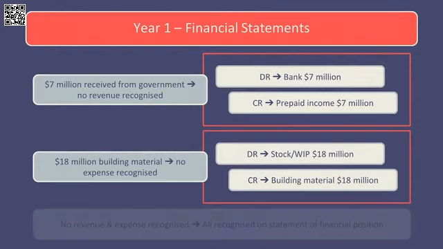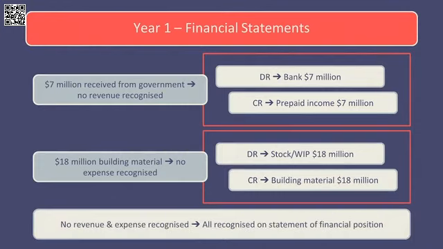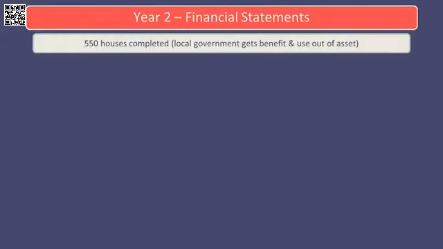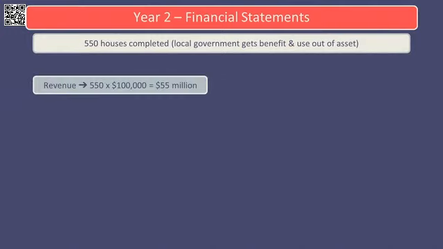So in year one, no revenue has been recognised and no expenses have been recognised. It is all recognised in the balance sheet, or the statement of financial position. In year two, 550 houses were completed. Since the local government gets the benefit and use out of the asset as soon as building is complete, revenue is due. The revenue to be recognised is 550 multiplied by $100,000, or $55 million.